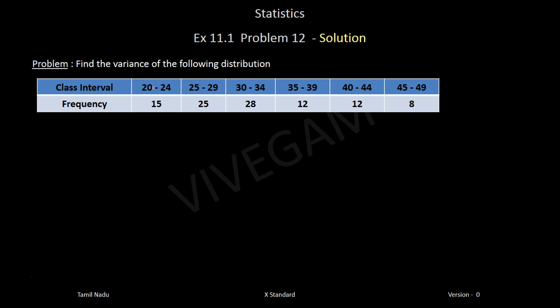So we need to find the mid values of all these class intervals. So this will be 24 minus 20 is 4. Half of the difference 4 is 2. So which means you'll have to add 2 to all the lower limits to get the mid value. That is 20 plus 2 is 22, 25 plus 2 is 27, 30 plus 2 is 32, right? 40 plus 2 is 42, 45 plus 2 is 47, right? So that is the mid value.